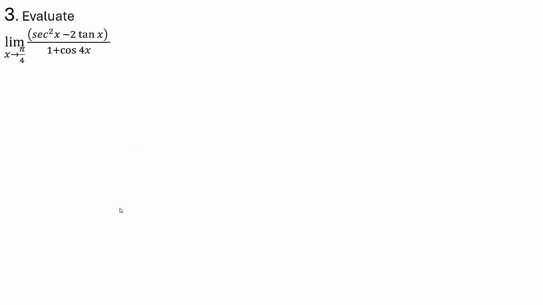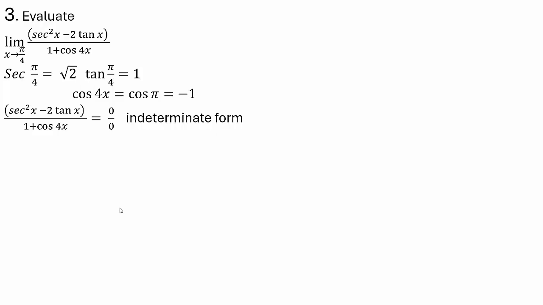Evaluate limit x tends to pi by 4 of (sec square x minus 2 tan x) divided by (1 plus cos of 4x). We know that sec pi by 4 is root 2 and tan pi by 4 is 1. Cos of 4x becomes cos of pi, which is minus 1. And if you substitute these values in f(x) by g(x), it becomes 0 by 0, that is indeterminate form.